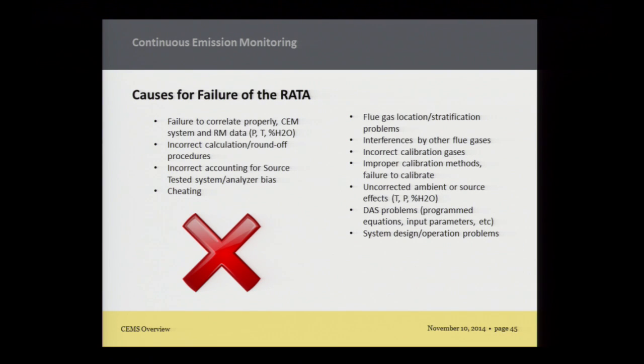Interferences by other flue gases, incorrect calibration gases, that could be something that could cause a problem. Improper calibration methods or a failure to calibrate would most likely lead to that. Your uncorrected ambient or source effects, so again it ties over here to failure to correlate properly. You could have a DAS problem potentially. Somebody forgot to put that bias adjustment factor in and you hadn't been applying it, and you're counting on your DAS data, and oops, now we're not passing the RATA, but you would if you applied the BAF. Too many acronyms. System design or operation problems, that could be another reason.